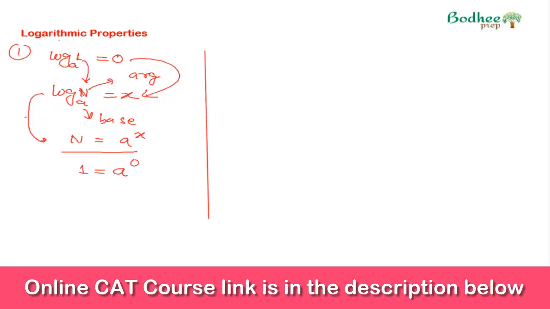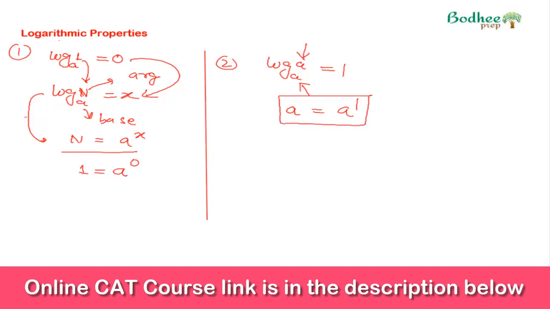Similarly, the second property is that log of a with base a is always equal to 1. That is, again we can write this, this is the argument, this is the base, right? So we can say that the argument a can be written as a to the power 1, which perfectly matches, because any number to the power 1 is the number itself.